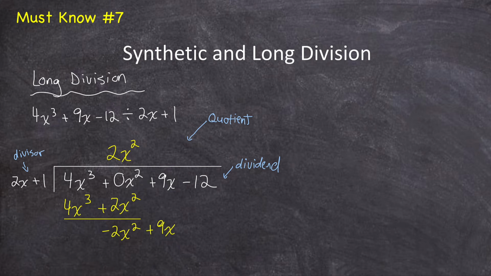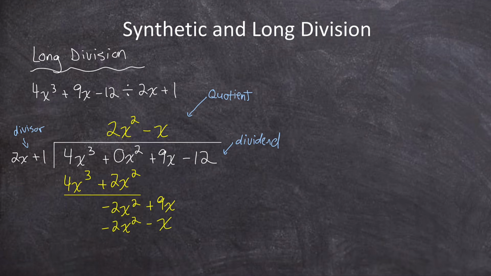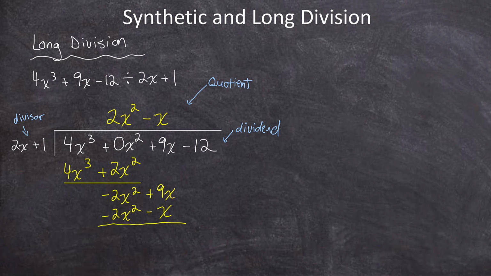And then we repeat the process. We do the first term that's in the dividend, so negative 2x squared, and divide it by the first term of the divisor. Negative 2x squared divided by 2x is negative x. And then that negative x gets multiplied by the whole divisor. And then in the dividend, we subtract our like terms. We then bring down our last term of negative 12 and repeat the process one more time.